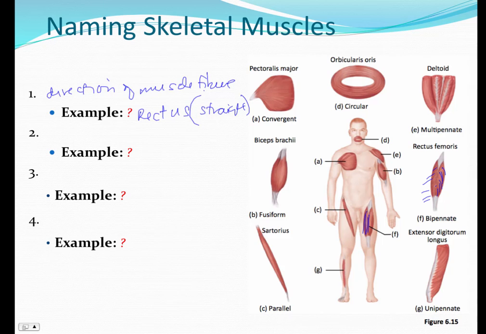Okay. The next way we can name muscles is by the size of the muscles. An example for this is the term maximus. So you can have gluteus maximus, gluteus minimus. And the term maximus in itself means largest.